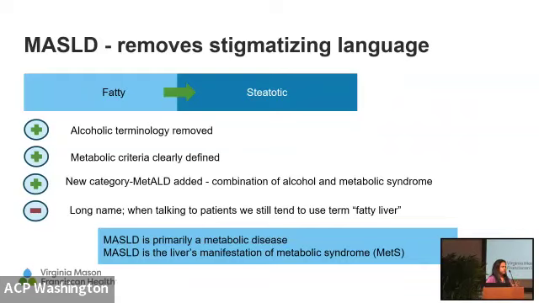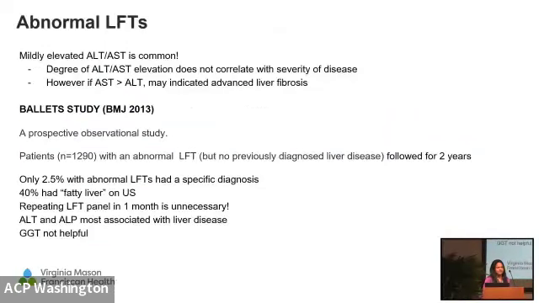I mean, we all have these patients, right? They have metabolic syndrome, and they drink a little bit more alcohol than is permissible, but not enough to call them an alcohol use disorder. And we never used to know where to put them. So now we have this new category called MET-ALD, and we'll talk a little bit about that. It is a long name. It's especially very difficult when we are talking to patients. Even I still kind of tend to use the word fatty liver, but I think it's just getting used to it. So taking a step back about abnormal LFTs.